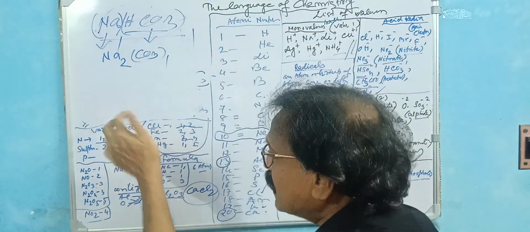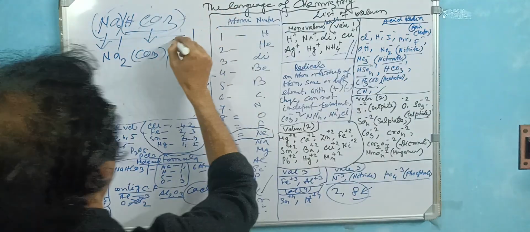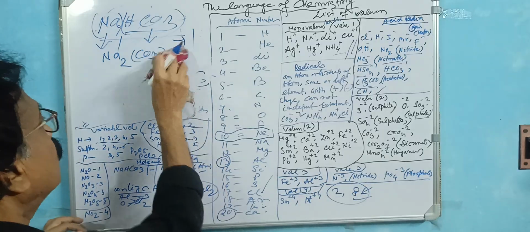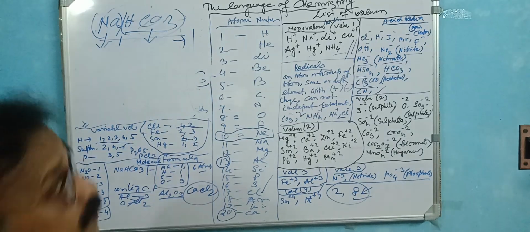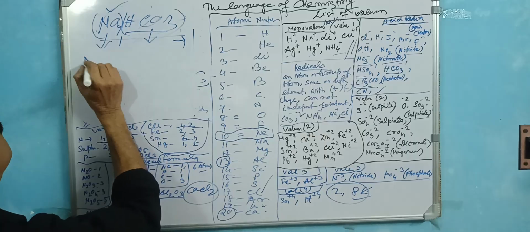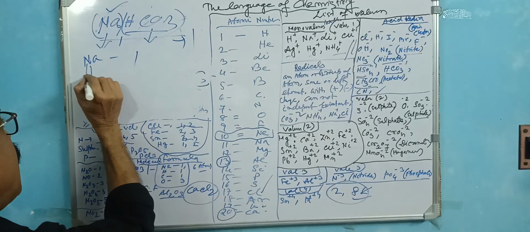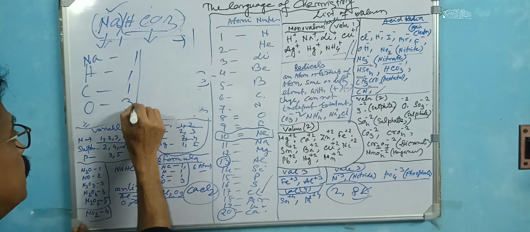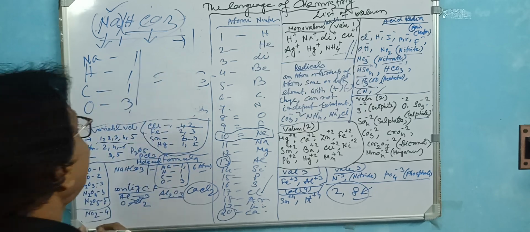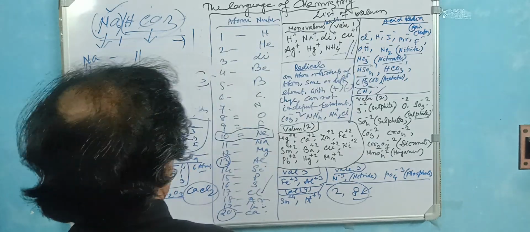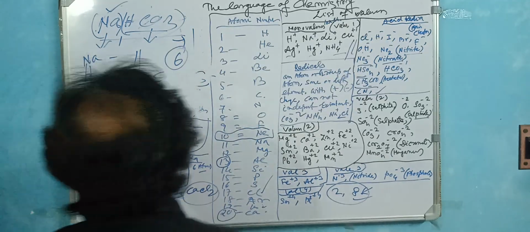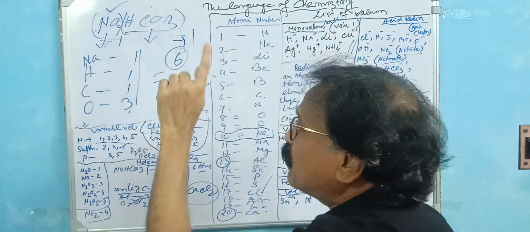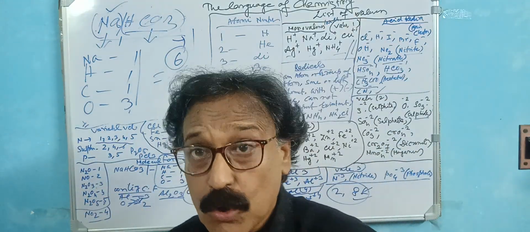Now, what do you get from a molecular formula? In the molecular formula of sodium bicarbonate, sodium 1 atom is present, hydrogen 1 atom, carbon 1 atom, oxygen 3 atoms. Total atoms is 6. There are 4 elements: sodium, hydrogen, carbon and oxygen.